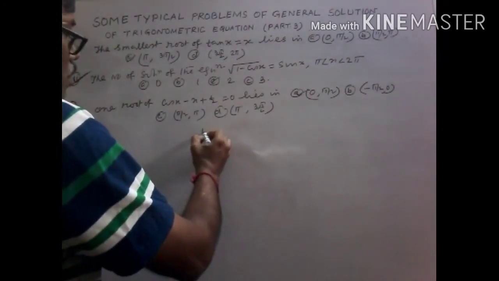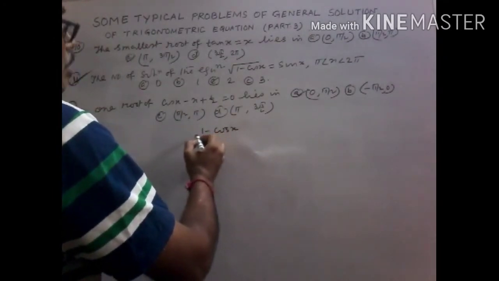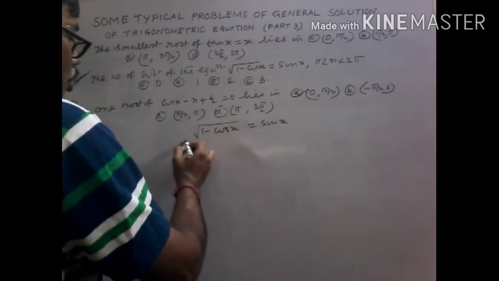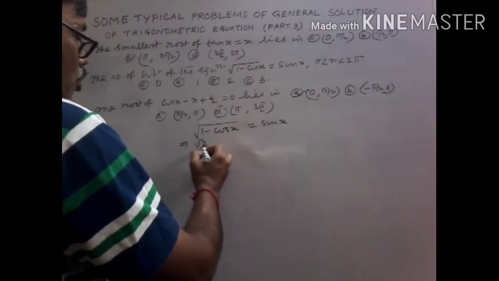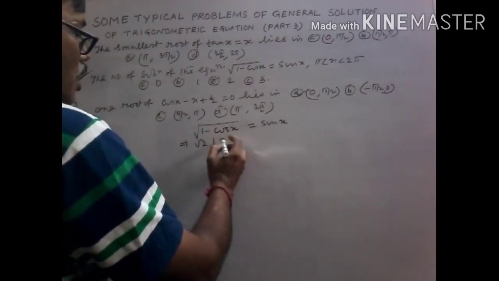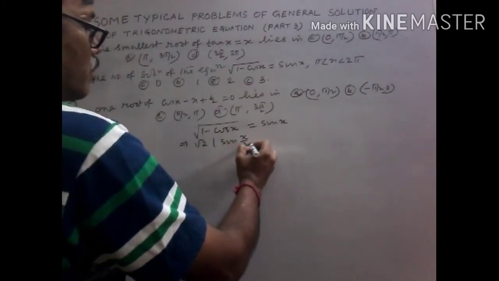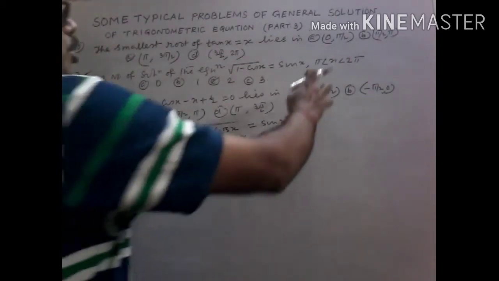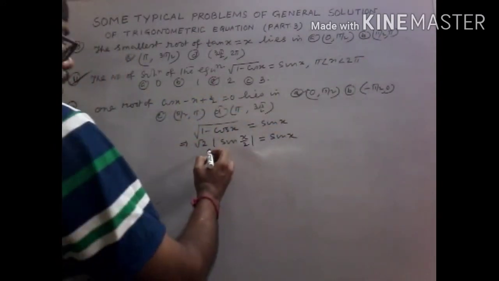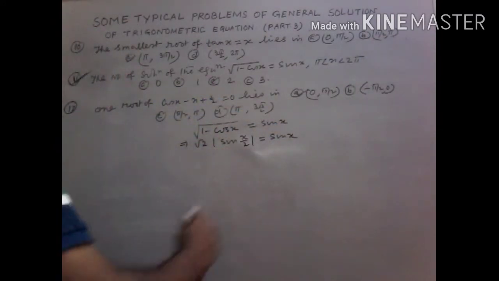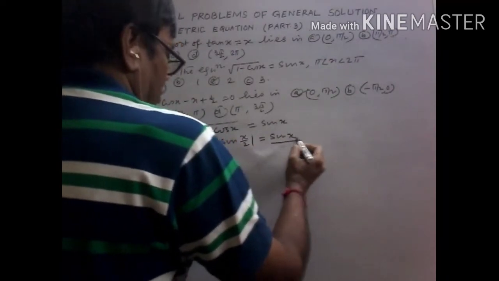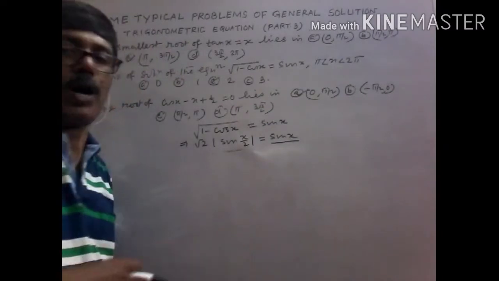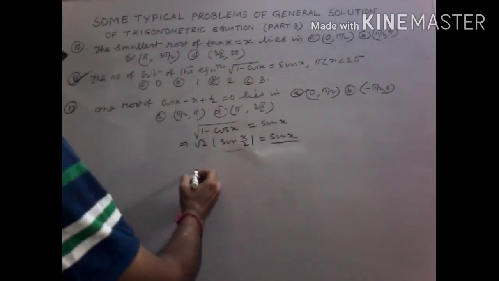So what is our equation? Root over 1 minus cos x equals sin x. So this is root 2 into mod sin x by 2, since 1 minus cos x is 2 sin square x by 2. So this equals sin x. So look, we draw graph of sin x and root 2 mod sin x by 2 within the interval pi to 2 pi.